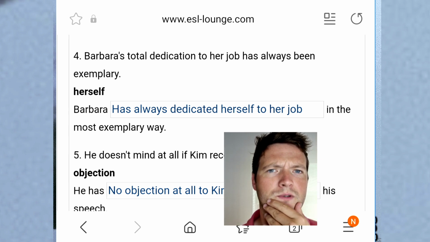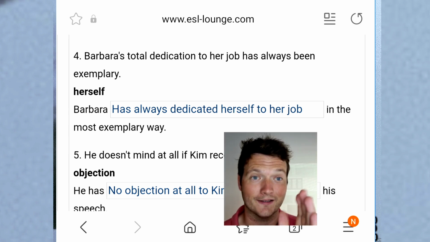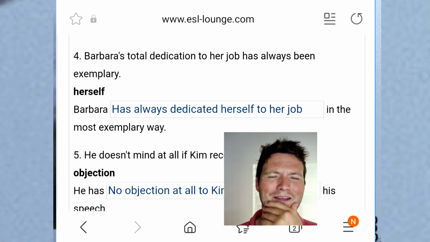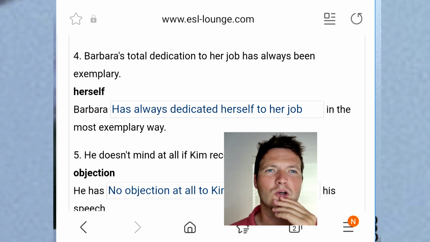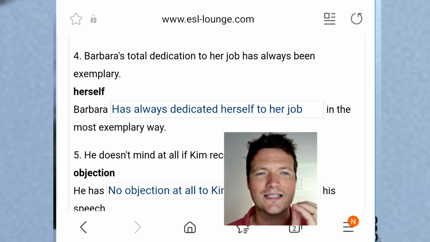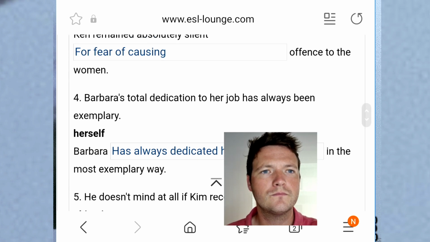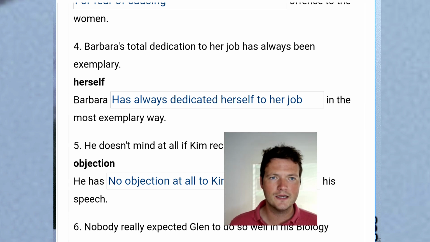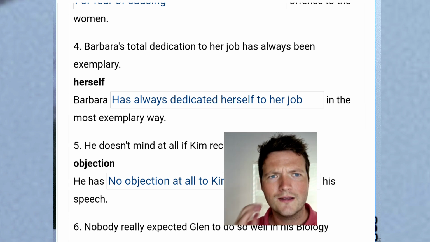Barbara dedicates herself to her job in the most... No, I've got to say again, I think my answer to number 4 here is better than the one they give. "Has always been exemplary." I think your answer has to include the idea, for me at least, that this has always been the case, and it's not just now, right?